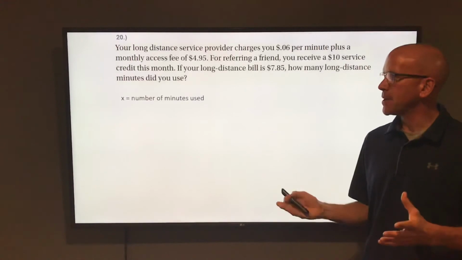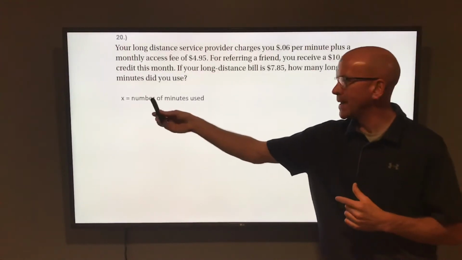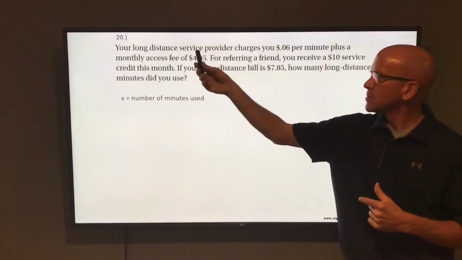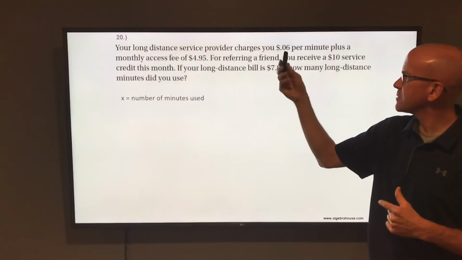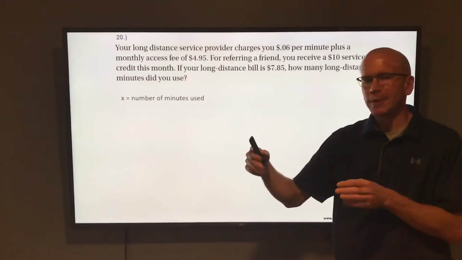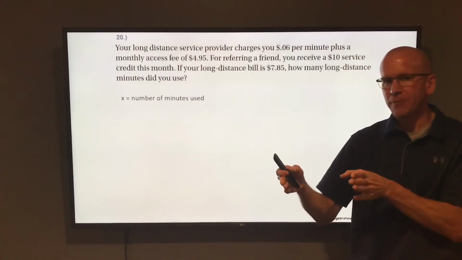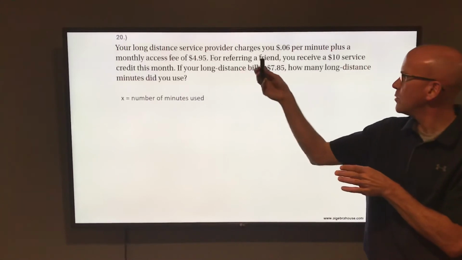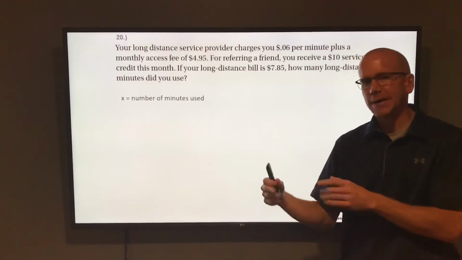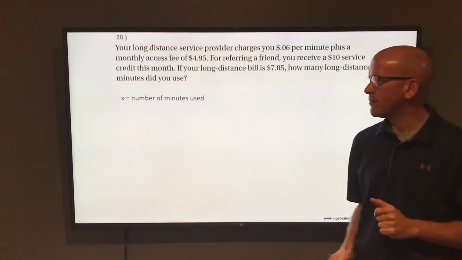Now I need to set up an equation. And to set up the equation, go back and read it again. Knowing now that x is the number of minutes, read this again. Service provider charges you 6 cents per minute plus a monthly fee of $4.95. So your bill is going to consist of 6 cents per minute plus that monthly fee of $4.95, and also you receive a $10 service credit. That means they're paying you back $10 for referring a friend. And then your total bill is $7.85.